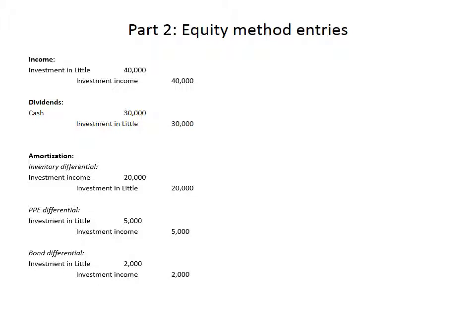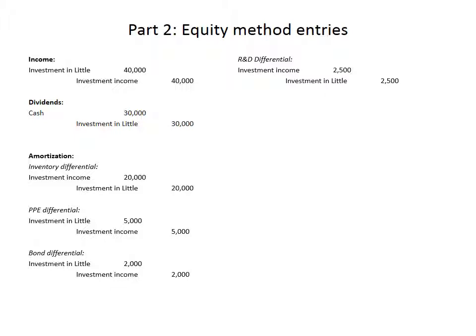Likewise with the bond differential. The bonds were undervalued by $10,000, so essentially these bonds are worth more than book value. There would be a premium, and we know that amortizing a premium on a bond liability reduces our interest expense. So again, from our perspective, the true interest expense should have been lower, which means the true income should have been higher. So we're going to go ahead and increase our investment income by $2,000.